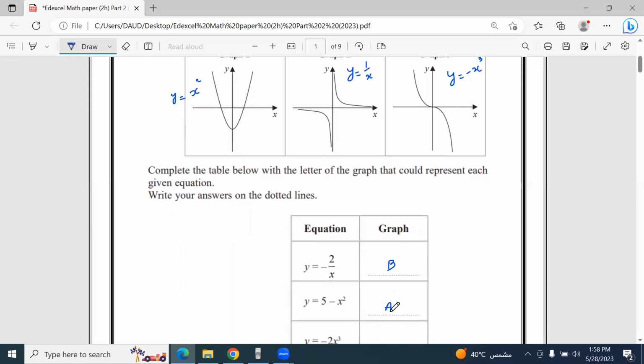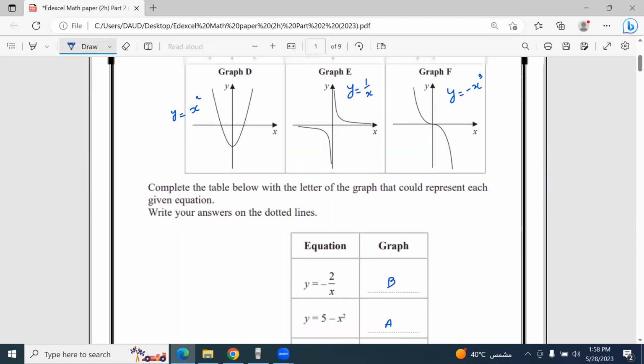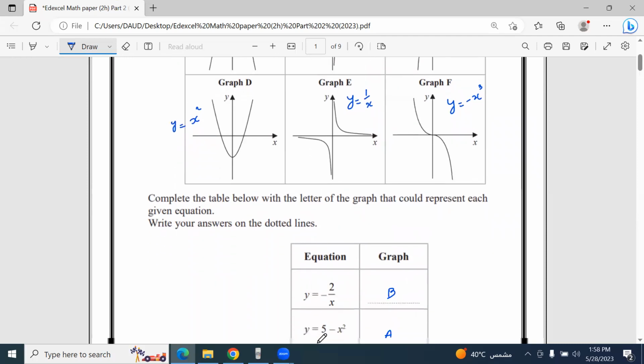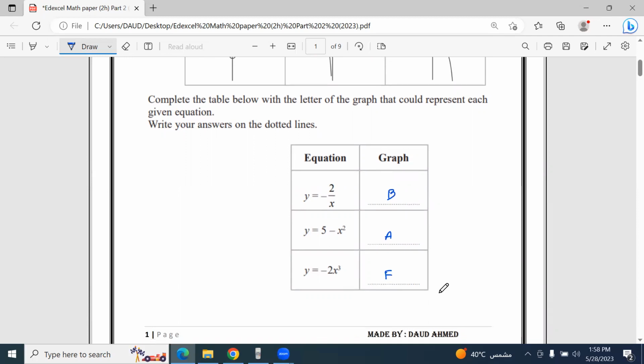Next one, it is a cubic function with stretch factor 2. So y is equal to minus x cubed. If you check carefully in the table, I mentioned y is equal to minus x cubed is graph F. So the last graph represents y equals minus 2x cubed, which is F. Do we move on to the next?